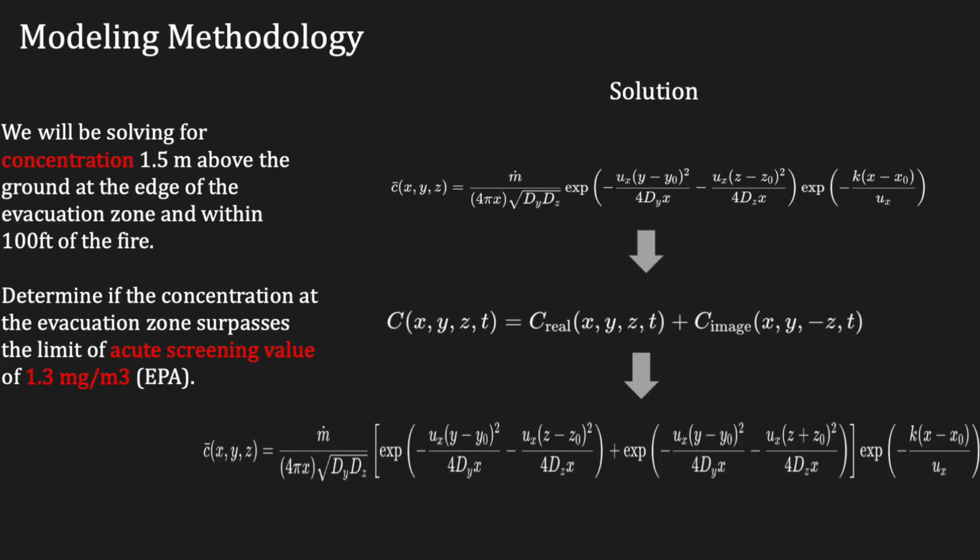We'll be using our model to solve for concentration at human height, at the evacuation radius, and within 100 feet of the source, and then we'll determine if that concentration surpasses the acute screening value of 1.3 milligrams per meter cubed set by the EPA. Our solution is a function of the mass flow rate of vinyl chloride, the dispersion coefficients, the position that we're looking at, the velocity in x, and our decay rate. Because the ground is impermeable, we will be adding an image source starting at -z.